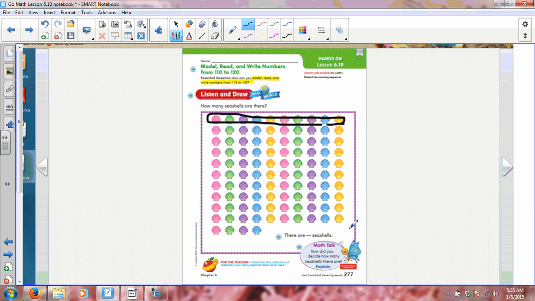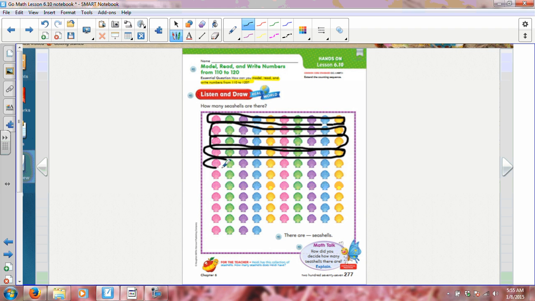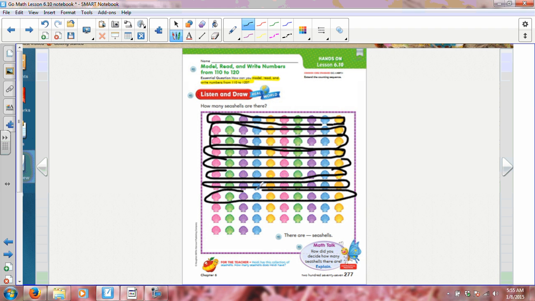Now, you have circled all of the groups of 10. So, you have circled 2 right here, then 3, 4, 5, 6, 7, 8, 9, 10. Okay, so here is 10 groups of 10, and plus we have some left over.